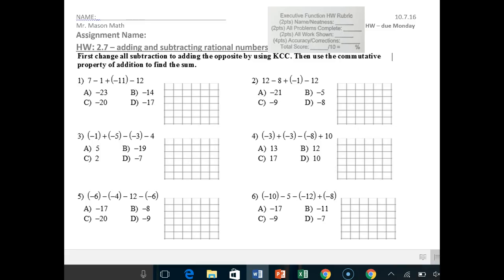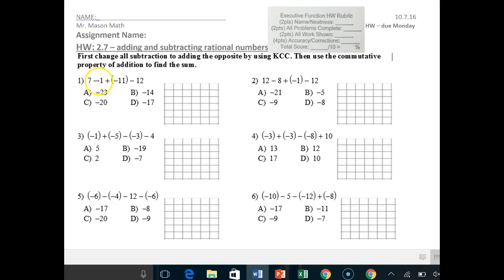So let's go ahead and do homework 2.7, adding and subtracting rational numbers before we get into the weekend so we can enjoy our wonderful weekend. So I'll do the odds, you do the evens. I suggest pausing the video after I do an odd so that you can do an even, which is pretty similar to the odds. So here we go.